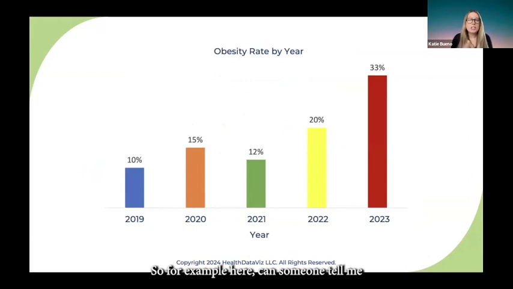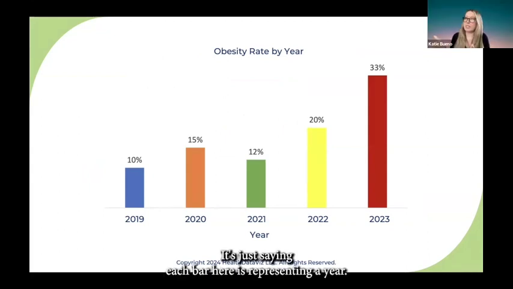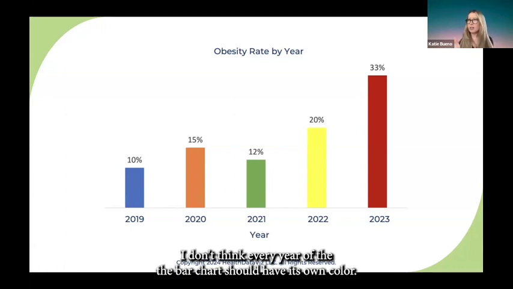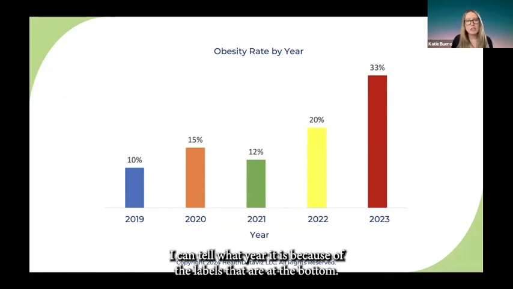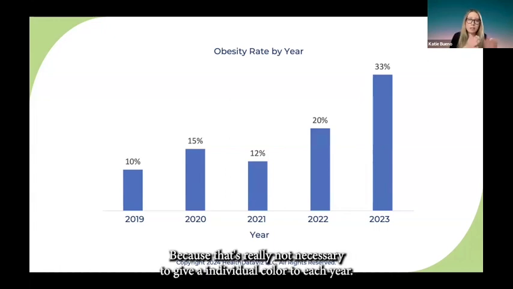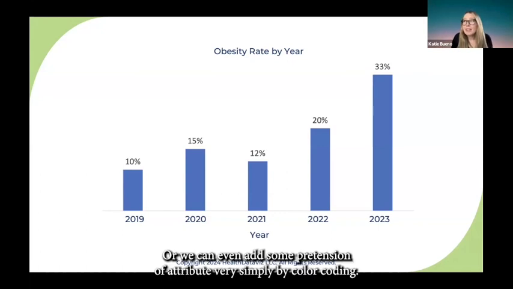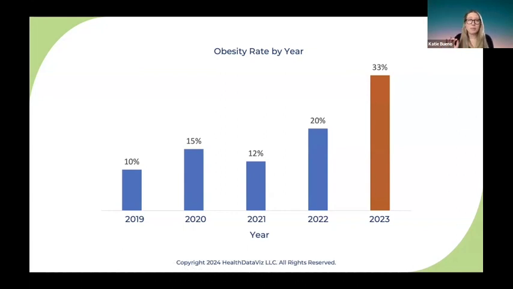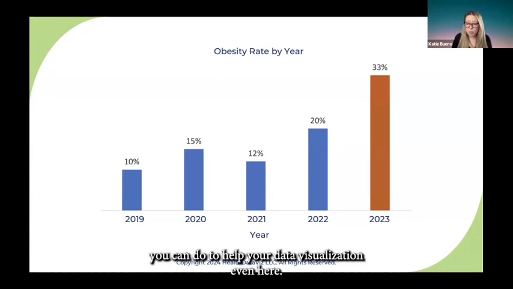So, for example, here, can someone tell me what the colors represent in this bar chart? It's just saying each bar here is representing a year, and I'm just going to give it a color, right? And sure, this is fun, this is pretty, this is kind of exciting, but we're not really using color right now to impart meaning. I don't think every year of the bar chart should have its own color. I can tell what year it is because of the labels at the bottom. So if you have a bar chart like this, you can simply keep it one color, because it's really not necessary to give an individual color to each year. Or we can even add some pre-attentive attribute very simply by color coding the year that had the highest percentage of obesity. So, some small changes that you can do to help your data visualization.